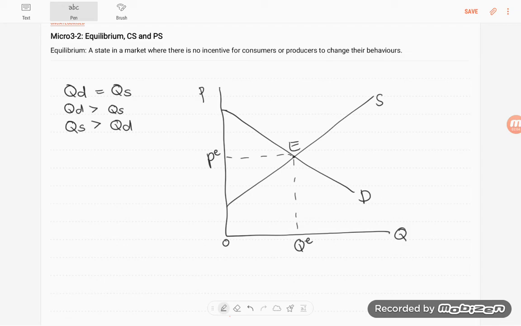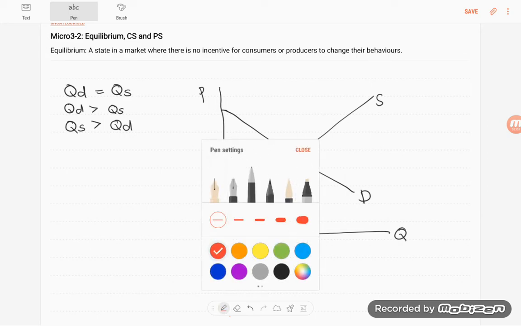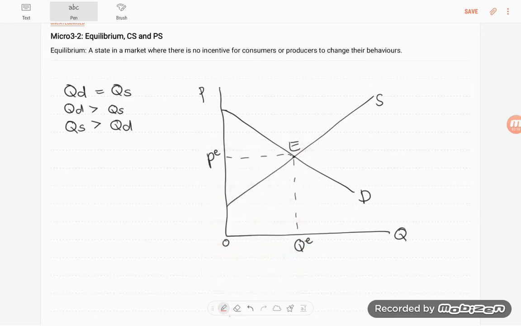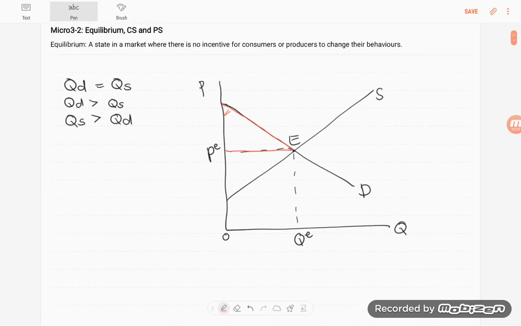Consumer surplus tells us the difference between the price that consumers are willing to pay for the quantity and the price that they are actually paying. That means the price that they are willing to pay is the demand curve. The price that they are actually paying is the equilibrium price. So consumer surplus is the area between the demand curve and equilibrium price.